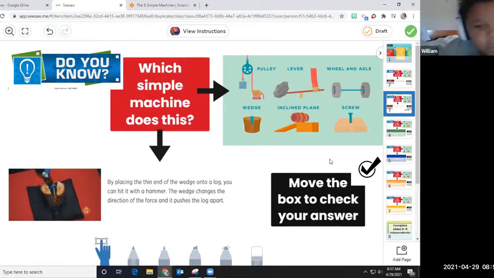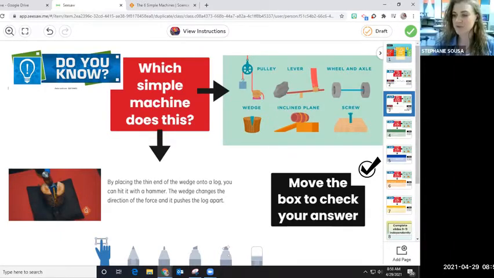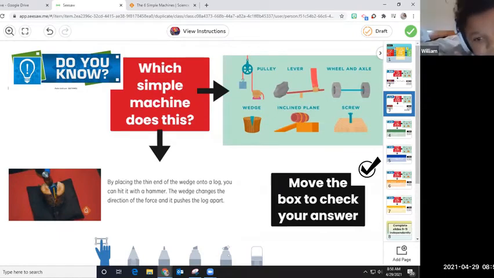Yes, William. The doorstop is also an inclined plane. It does appear to be an inclined plane. Yes, it is in that shape. But the fact that it has a triangular shape instead of a flat shape makes it more of a wedge. But it could be used as a ramp for like ants. I guess ants could climb up them.